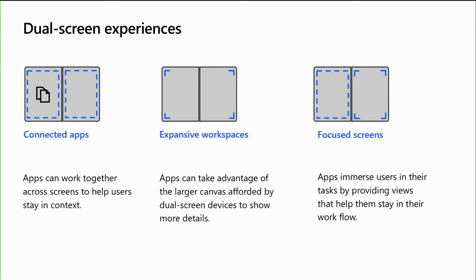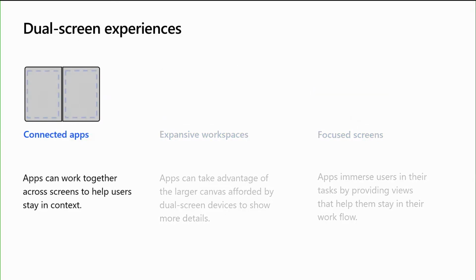Through unique postures and patterns, dual-screen devices provide following compelling experiences to users. First, users can achieve bigger and broader tasks with connected apps that work together seamlessly. Second, your users enjoy the larger screen real estate with expansive workspaces. Third, you can let your users immerse themselves to be productive with focused screens that help them stay on their workflow. Let's examine connected app experiences.